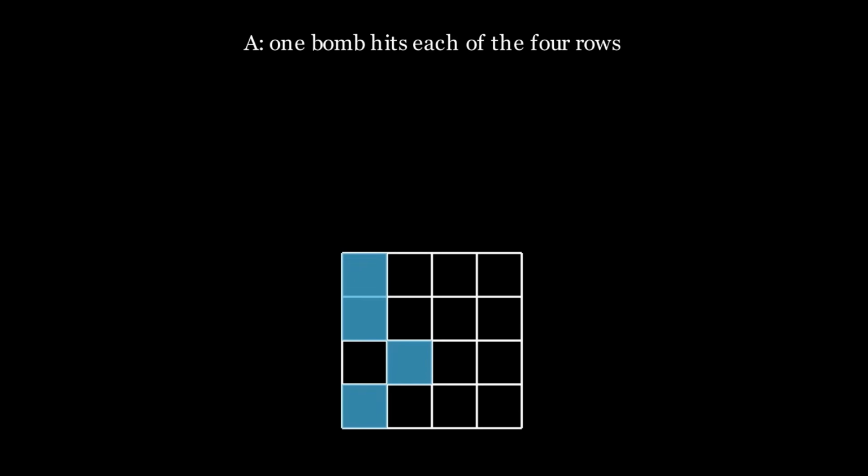Here's the solution. Let A represent the event in which one bomb hits each of the 4 rows. For example, if the bombs land on the blue squares, every row will have at least one bomb, and hence, each of the 4 rows will be hit. Note that if one bomb hits each of the 4 rows, all ships will be destroyed.